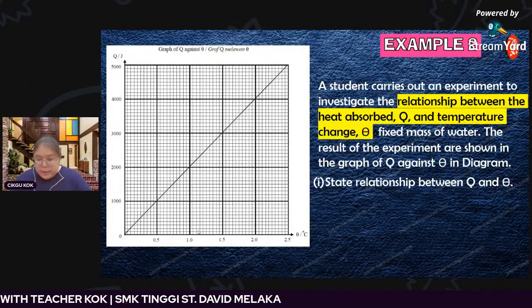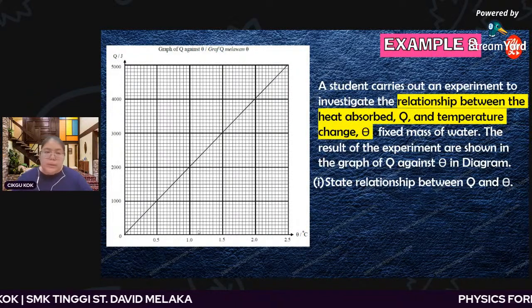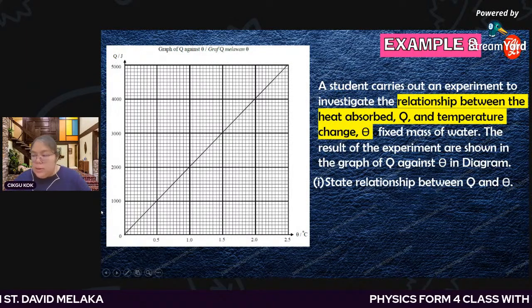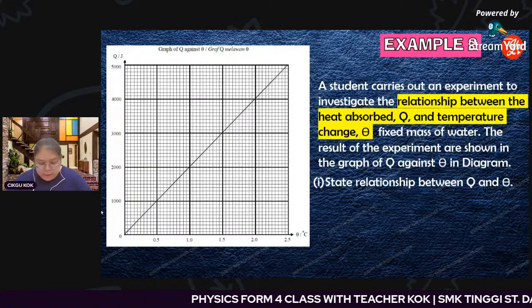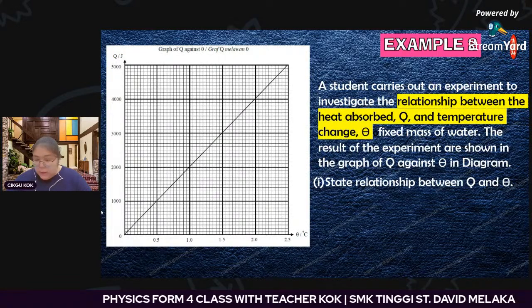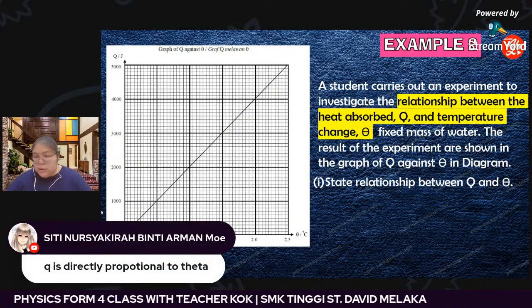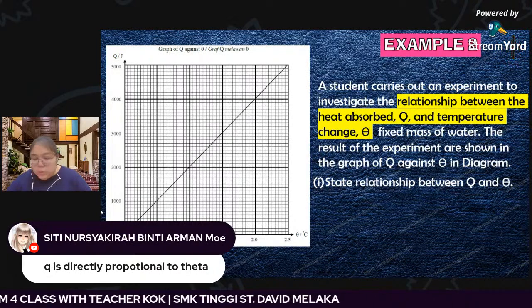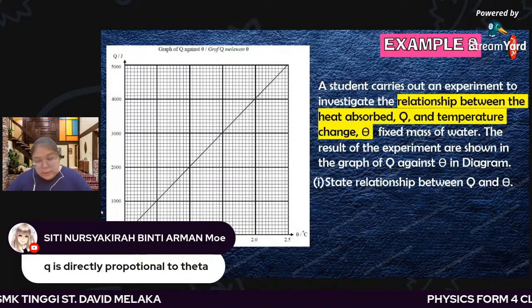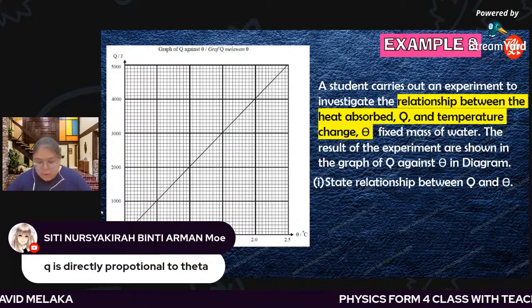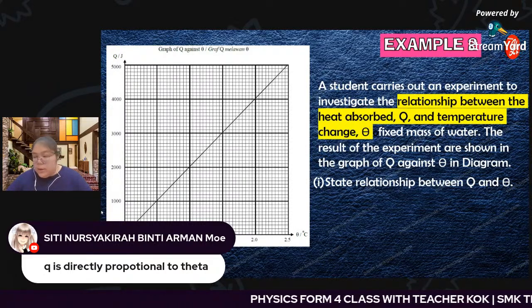Okay, anybody can answer it? Just a simple one. Okay, we get the answer from Siti Nur Shakira. Q is directly proportional to the what? Typing wrong, is it? To delta. Okay, so delta, that means the theta. They want the theta. Okay, so from here, your answer is correct.